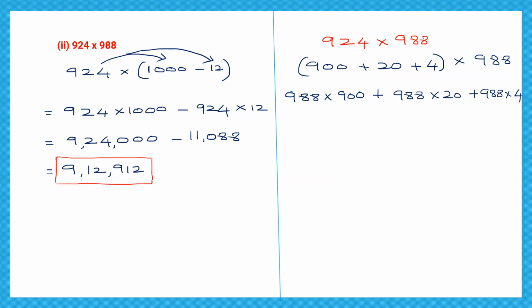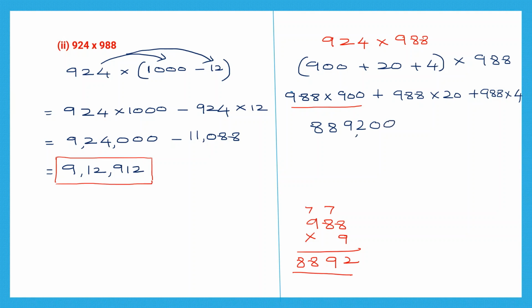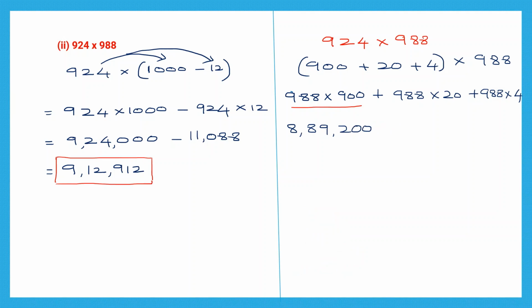Now let's do the multiplication. First let's multiply 988 into 900. Because it's ending in zeros, we can simply write 988 into 9. 9 8s are 72, carry 7. 9 8s are 72 plus 7, 79, carry 7. 9 9s are 81 plus 7 is 88. So we've got 8,892. But now we need to add the two zeros. So what do we have here? 8,89,200.